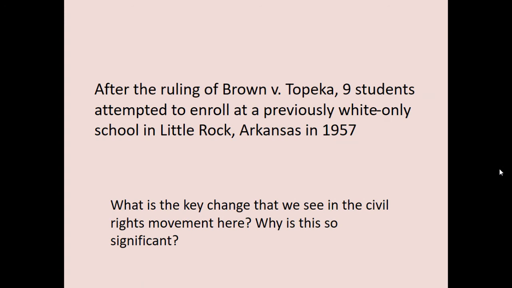It's not working properly. After the ruling of Brown versus the Board of Education of Topeka, 9 students attempted to enroll at a previously white-only school in Little Rock, Arkansas in 1957. So 3 years later, Arkansas is one of those middle to southern states, quite anti-wanting to be equal back in the day. What is the key change that we see in the civil rights movement here? Why is this so significant that later on, 9 students wanted to try and enroll in a very previously solid white-only school? Have a little think for me.